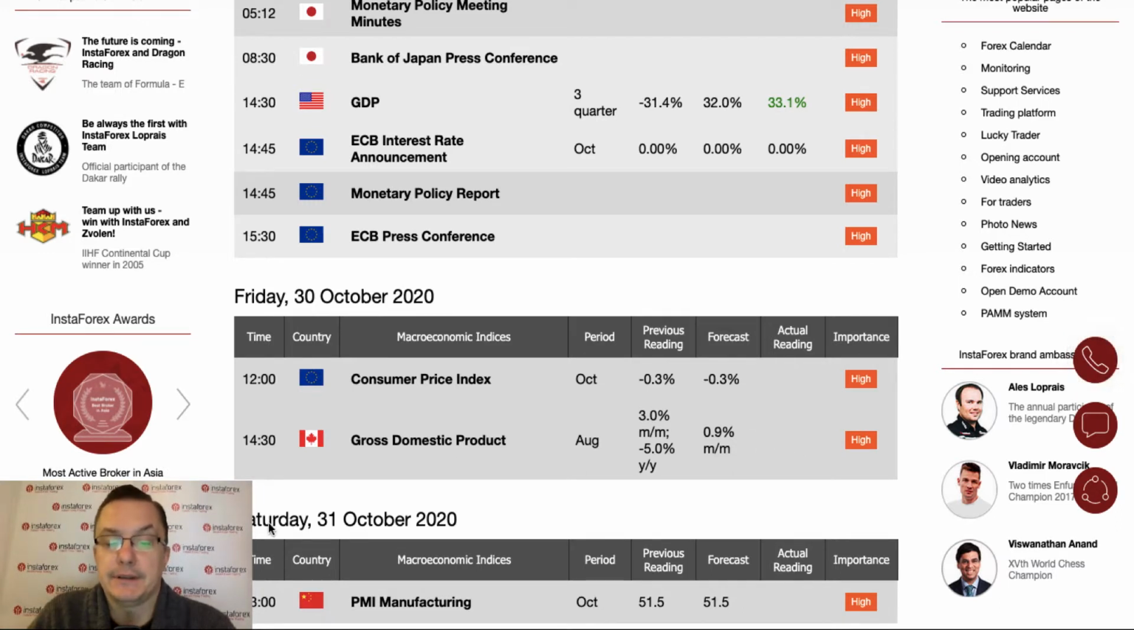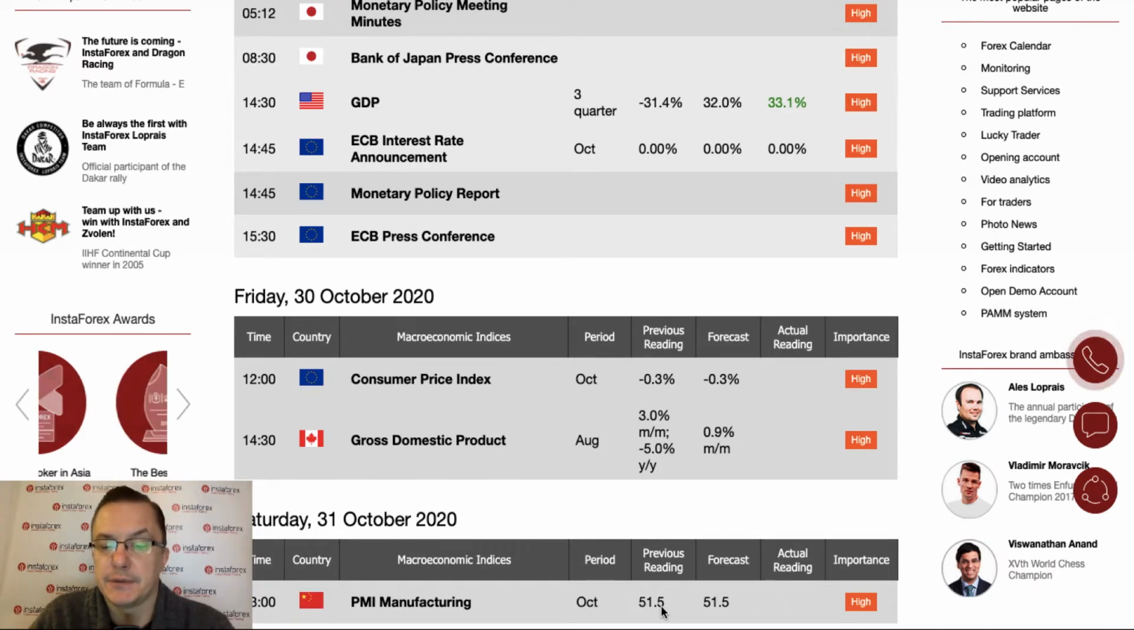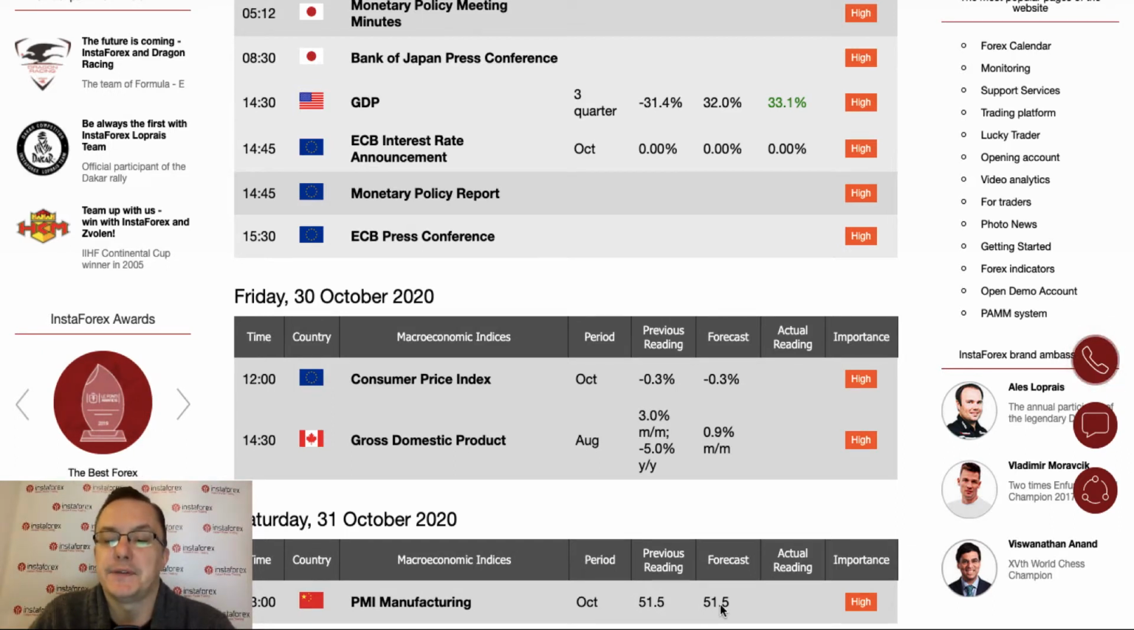And please remember, Saturday, 3 o'clock, we got the PMI manufacturing data from China, and that might affect the Aussie dollar and the New Zealand dollar as well. From a typical Forex perspective, I think it might have some impact on the American dollar as well. As you can see, the previous reading was 55.5, the forecast is 51.5. We will see what will be the actual reading.